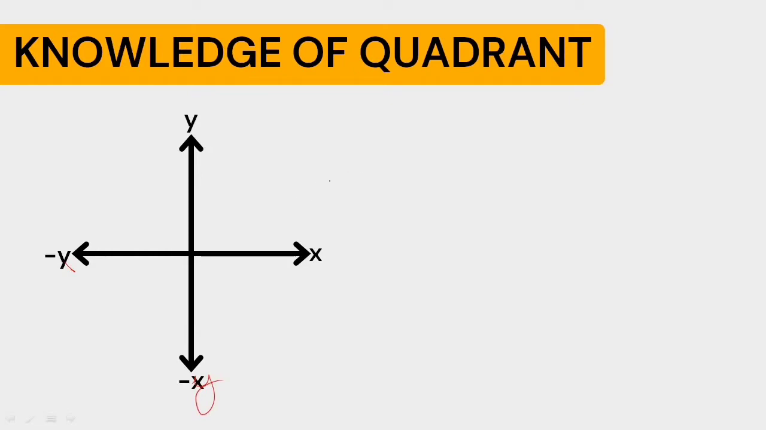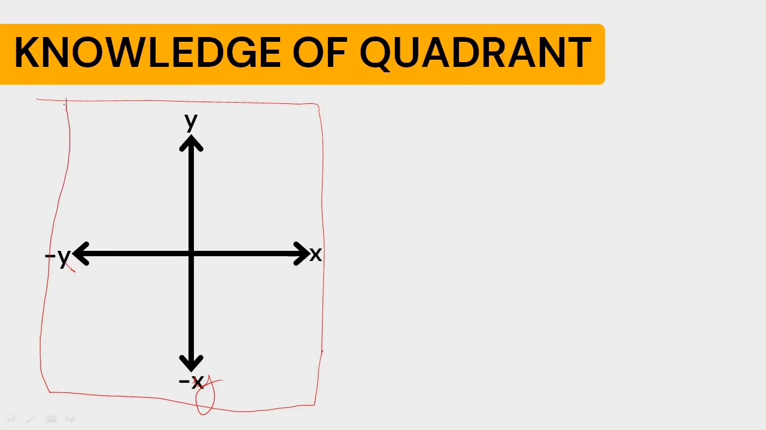Quadrant is actually the area of 2D Cartesian system which divides the plane into four equal parts or four regions. This is a plane and we see that the x and y lines are dividing this plane into four regions. It is the Cartesian plane divided into four parts, and these four parts are known as quadrants. This is the first quadrant, this is the second quadrant, this is the third one and this is the fourth quadrant.